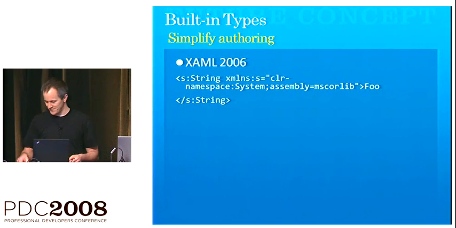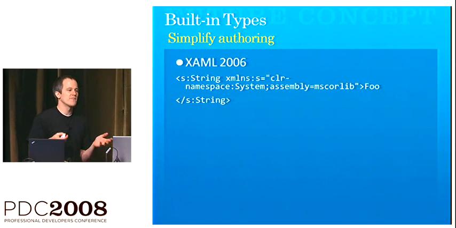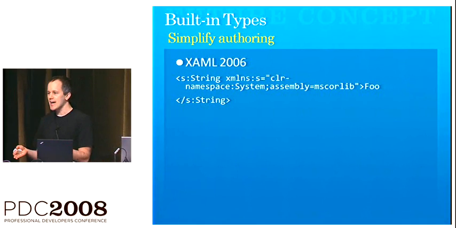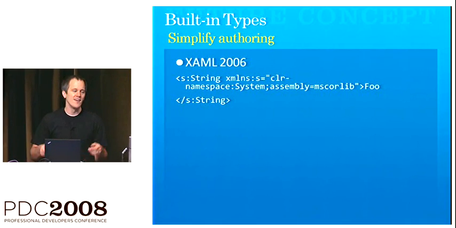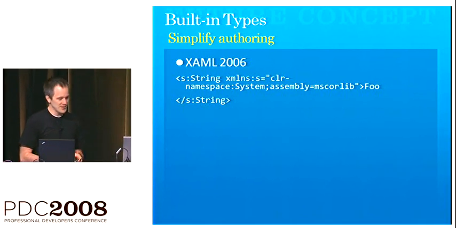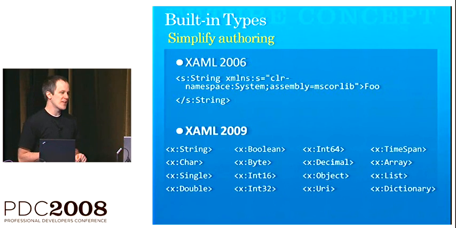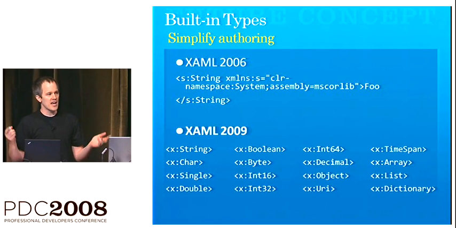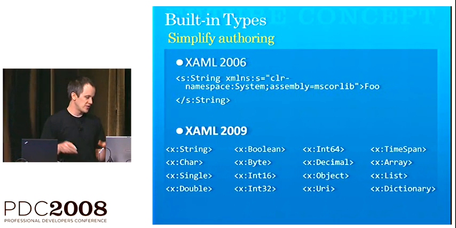Built-in types. Some of you may have felt the pain of having to deal with lots of ugly xmlns attributes, even when dealing with simple types like string and double. In XAML 2009, we're going to make authoring easier. We're going to have a set of built-in types all in the XAML namespace that you can just use.